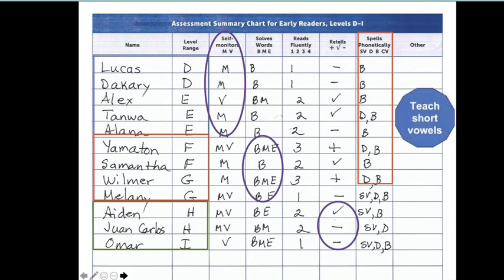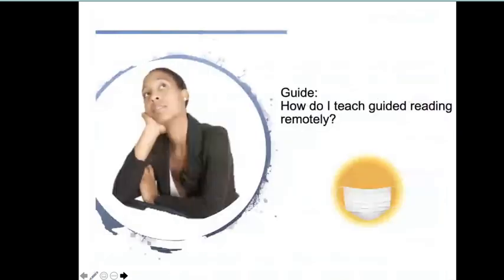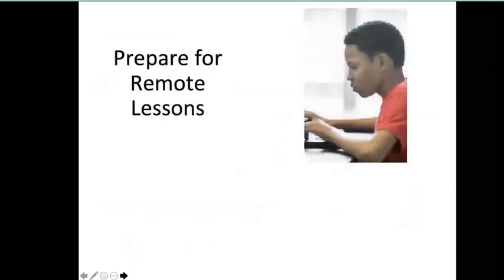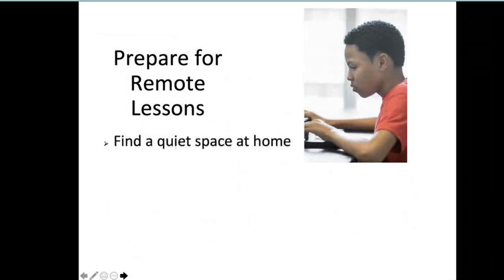All right, now finally, let's get into the nuts and bolts of teaching guided reading remotely. First of all, you want to prepare for your remote lessons. So you've assessed your kids, you've formed your groups. So now what are you going to do? You need to inform the parents that they are going to be receiving small group instruction. Now you're going to love this. You really are going to enjoy doing this, because it's so different than trying to deliver whole class instruction to 22 little kids and keeping them focused.